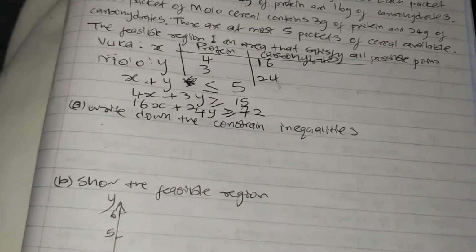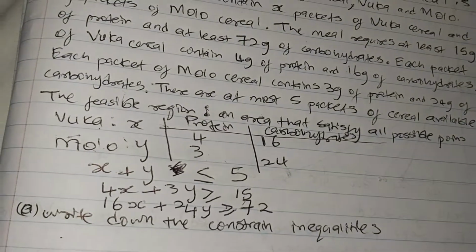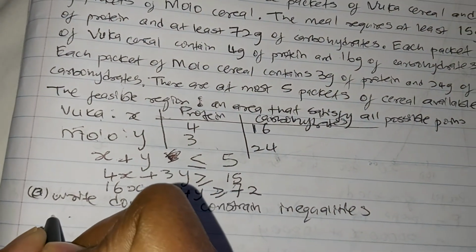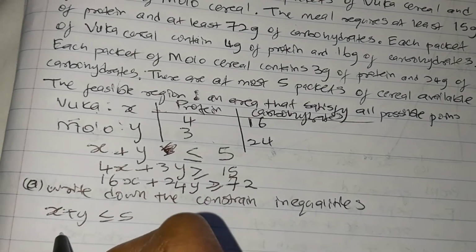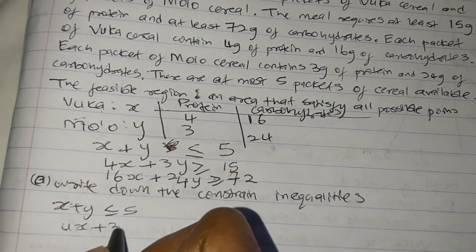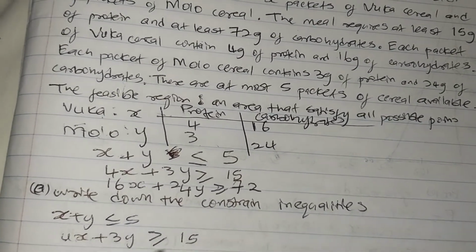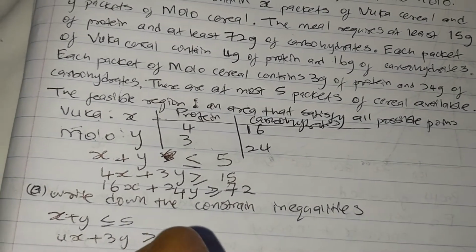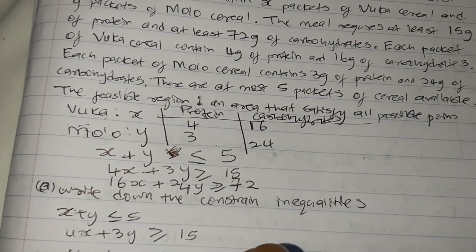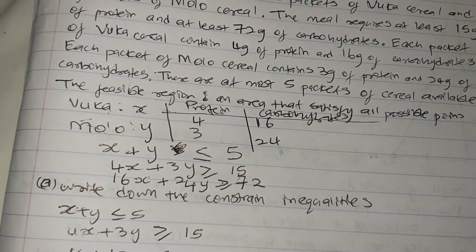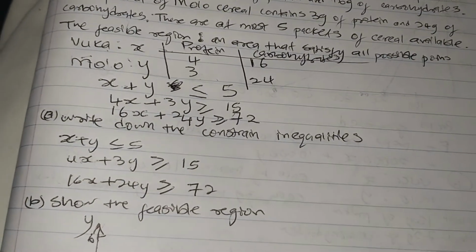So the first question, they say write down the constraint inequalities. We have already done that. So we've got x plus y is less than or equal to 5. 4x plus 3y is greater than or equal to 15. And then we've got 16x plus 24y is greater than or equal to 72. So those are our inequalities.